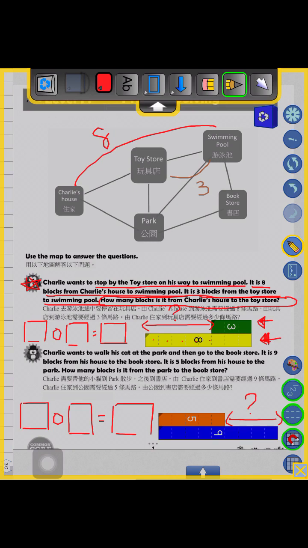And we write number sentence together. 8 minus 3 equals to how many? Yes, it's 5. It is 5 blocks from Charlie's house to the toy store.